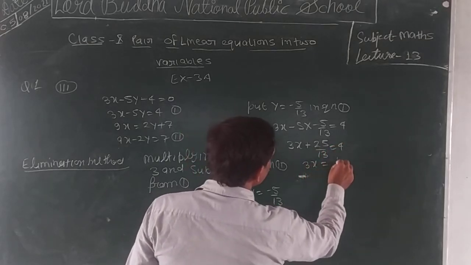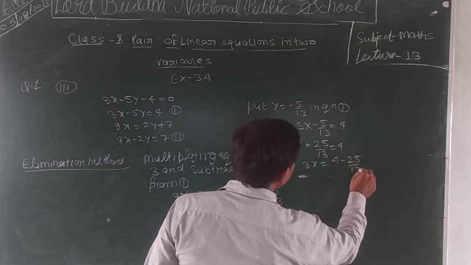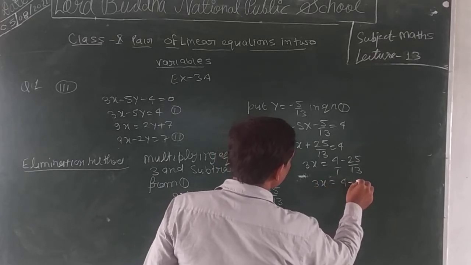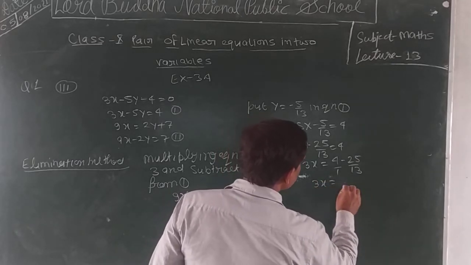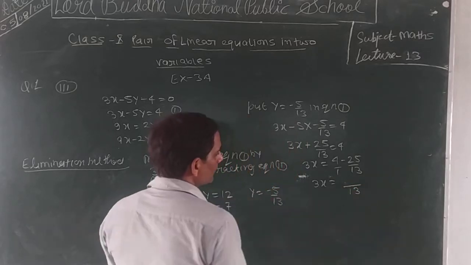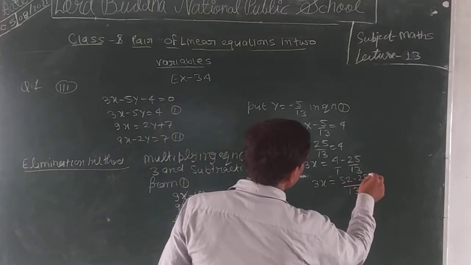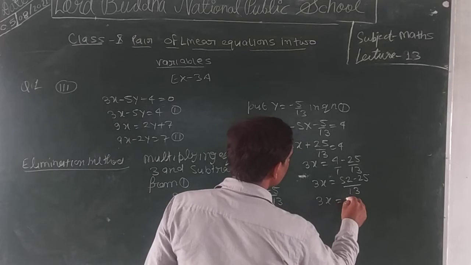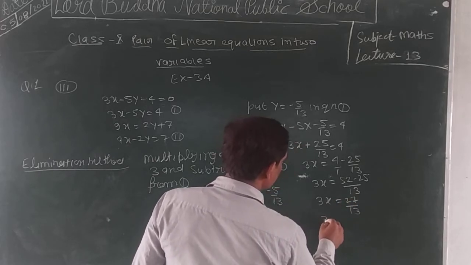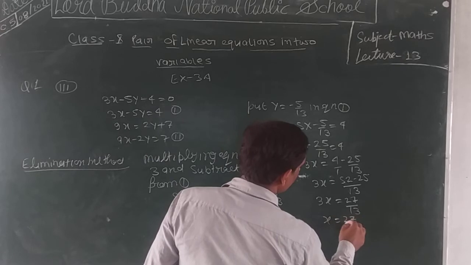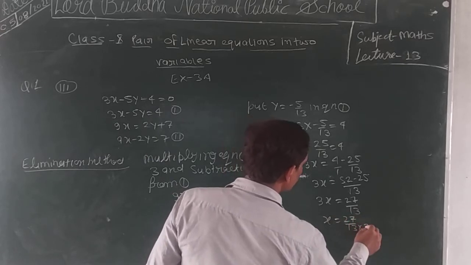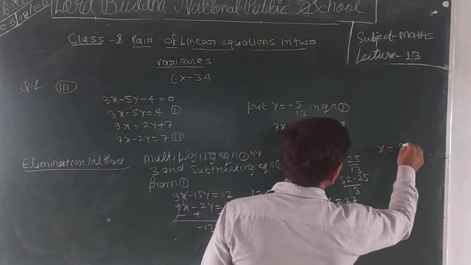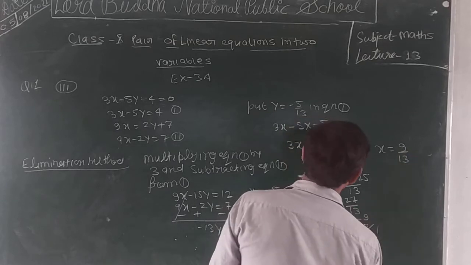So 3x equal to 4 minus 25 upon 13. We take LCM of 1 and 13, which is 13. 13 fours are 52 minus 25. 3x equal to 27 upon 13. So x equal to 27 upon 13 into 3. 3 ones are 3, 3 nines are 27. Here x equal to 9 upon 13.